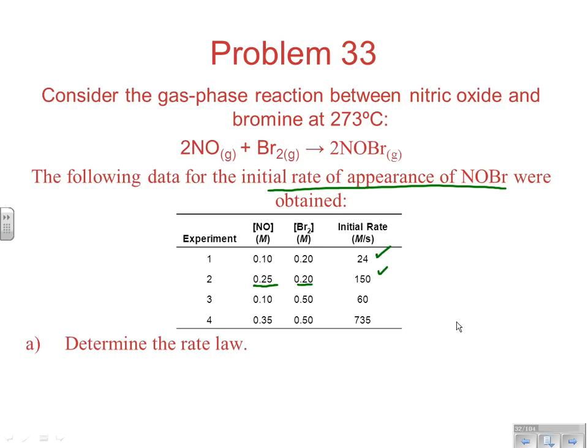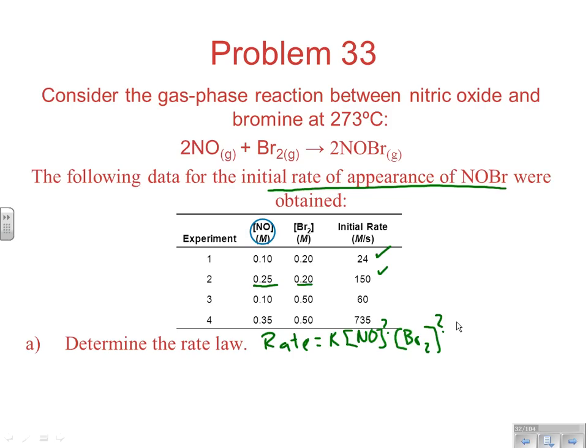Now, the first thing I want you to do is determine the rate law expression. Rate equals k times the concentrations raised to some power. So what we're really looking at here is going to end up with something like this: rate equals k times the concentration of NO raised to some power, times the concentration of Br2 raised to some power. Our job is to find out what's in the spot where those question marks are to get our rate law expression.